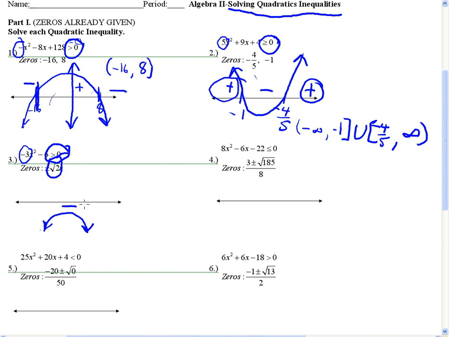Well, it's greater than or equal to 0 nowhere, so this one would be no solution. Now, number 4, the zeros here are irrational.